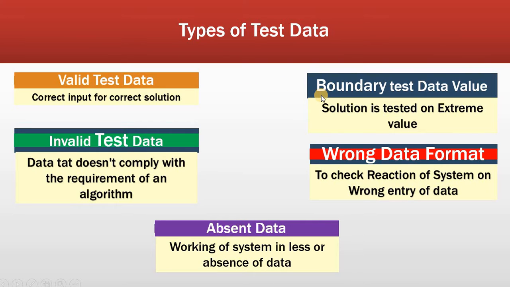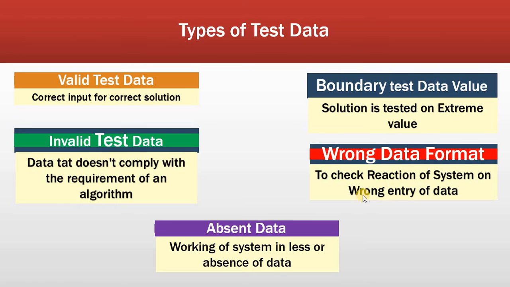Next comes boundary test data values. In this case, the solution is tested on extreme values. For example, if we are going to calculate interest, we can consider the principal amount as 0 or a very huge amount. Next comes wrong data format. Wrong data format is used to check the reaction of the system on wrong entry of data. For example, if we input any wrong value, then it will notify you that you have entered the wrong data.